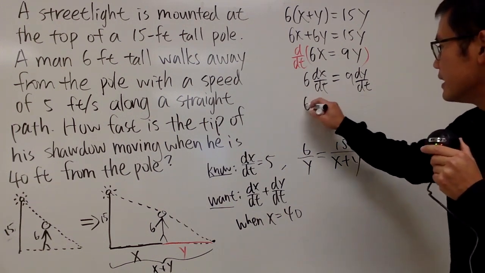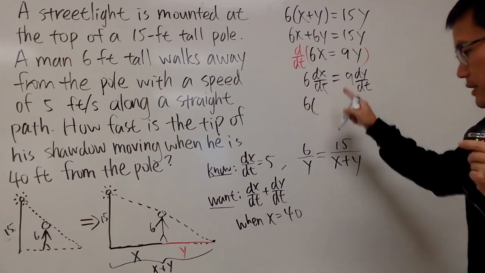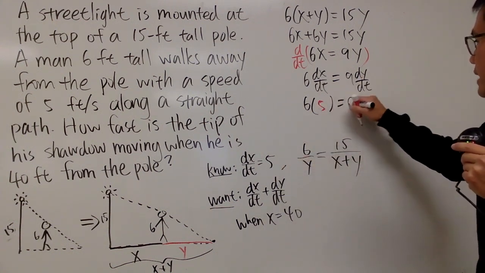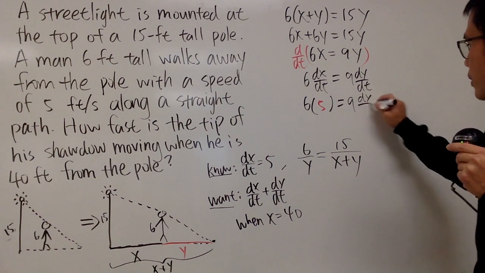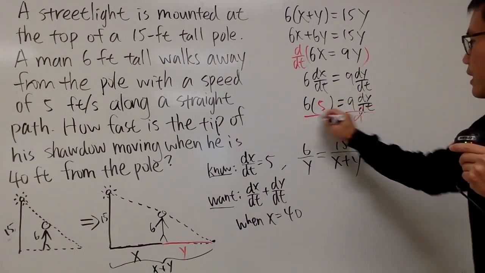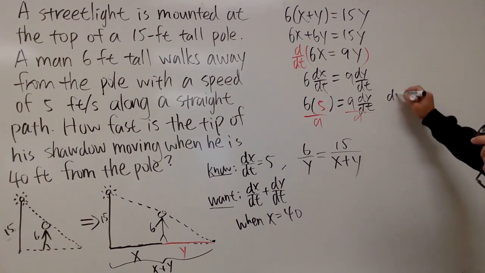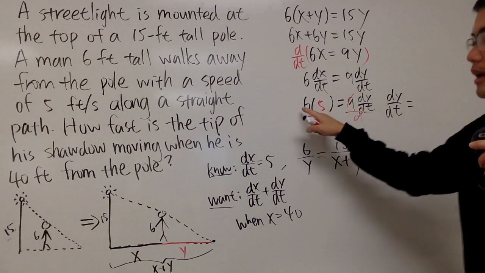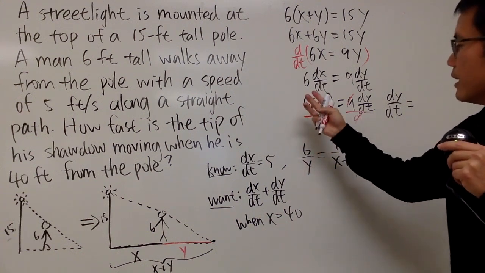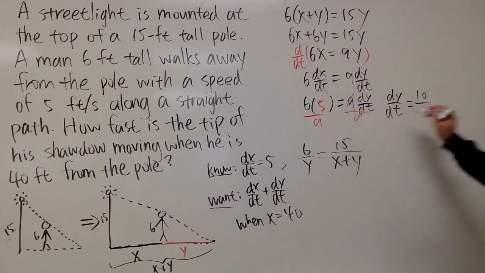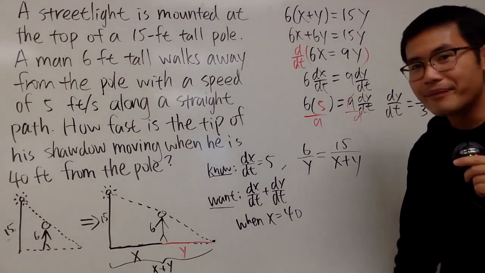This right here is 6 and dx/dt is 5. So we know that. And then 9 is 9. dy/dt we don't know, so I'll just put that down. Of course, we can just divide both sides by 9. Then we can see that dy/dt is equal to, well, reduce that, so you get 2 over 3, and 2 times 5 is 10, and then on the bottom we have 3, like this, right?